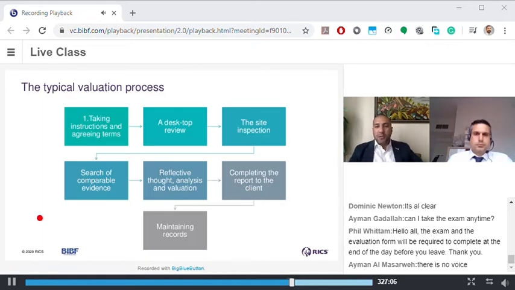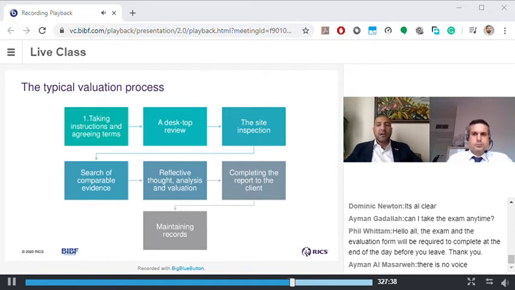All right, let's talk quickly about the typical valuation process. So we train the valuers to follow specific steps. Some valuers follow those steps to the T. Some of them skip a few. Some of them add a few. But I would expect that the first step would be taking instructions and agreeing on terms, right? The second step would be something called the desktop review, where you would read the facts, collect the data, etc.